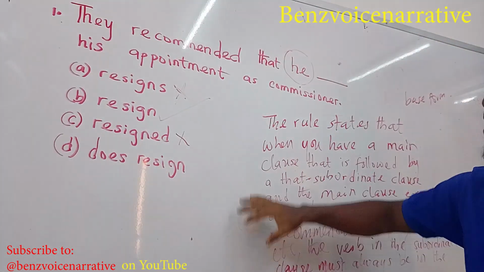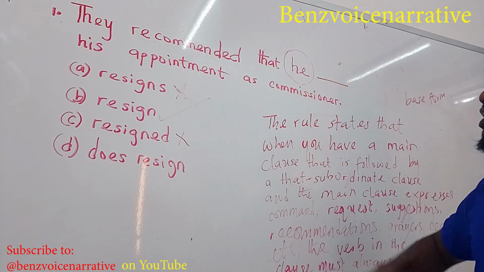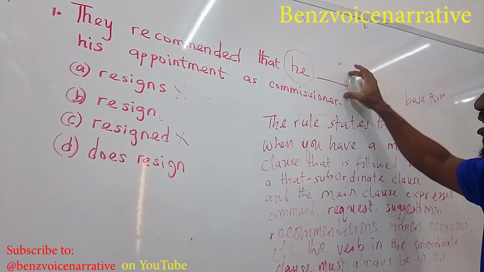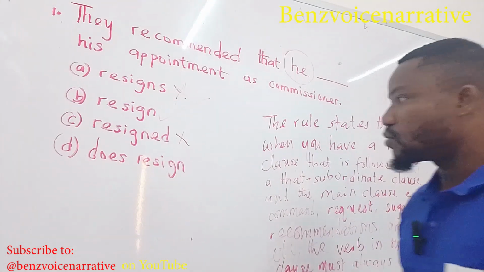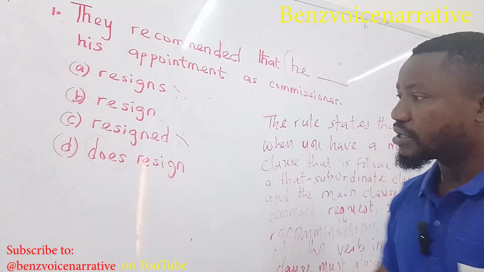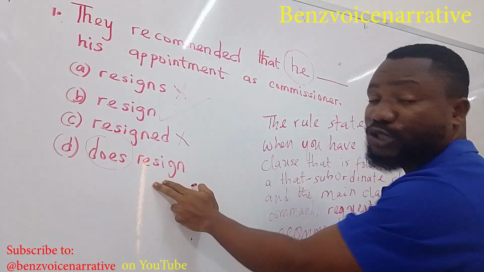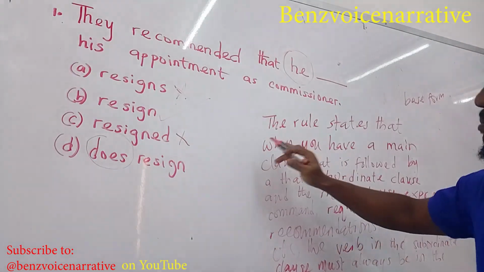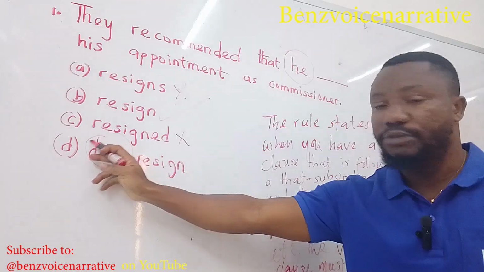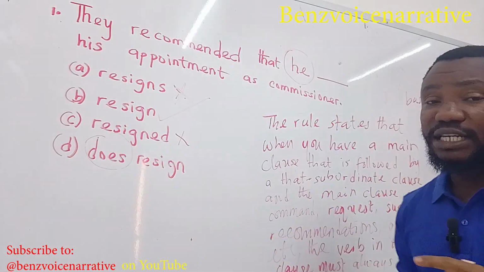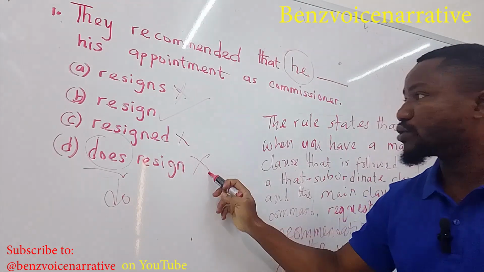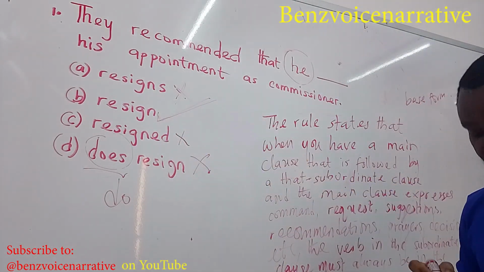So finally, option D, they recommended that he does resign his appointment. This is wrong. Why? Because this already shows number. Remember, the verb in the mandative subjunctive expression shouldn't show number, shouldn't show present. Rather, it should be at the base form. And in fact, the base form of does is do. This is not do. So this also is wrong. The right answer here is resign.